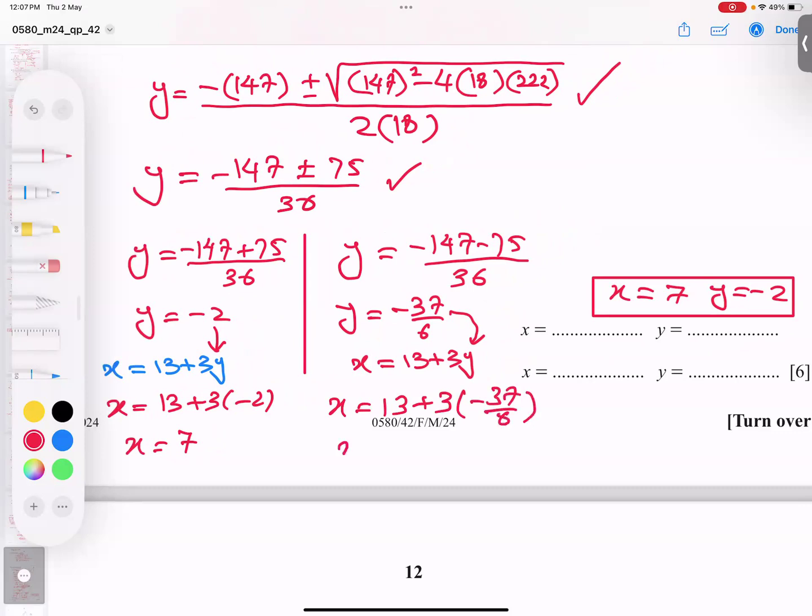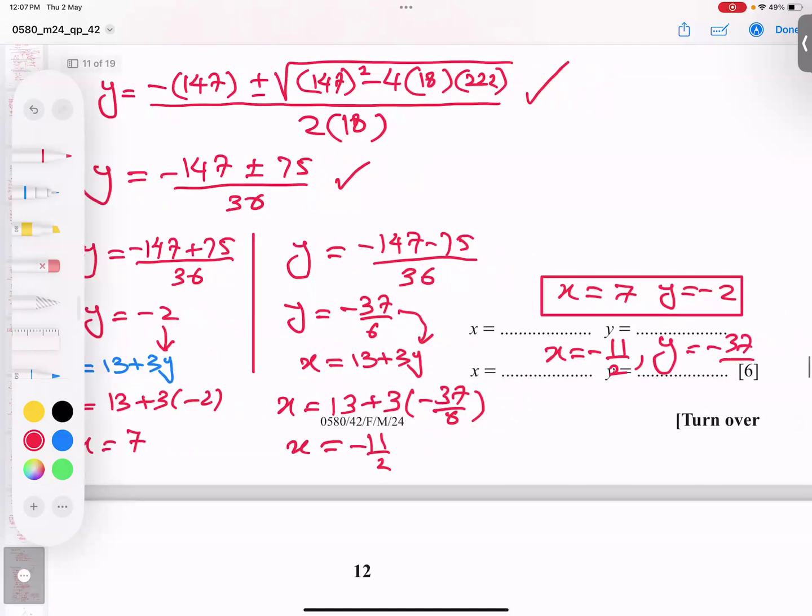Second, if I plug in this value here, 13 plus 3 times 2 minus 37 over 6, and I type in the calculator, I will get the answer negative 11 over 2. So it means the x value is negative 11 over 2 and the y value is negative 37 over 6. If you write it in fraction form, no problem at all. If you write decimal, even no problem. Both are acceptable.